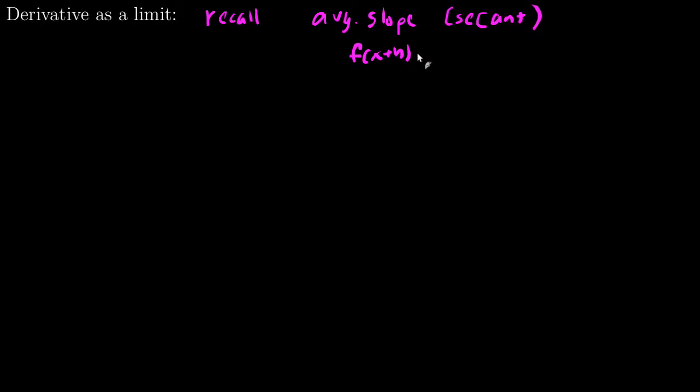In this video, we're going to finally see how to calculate a derivative for pretty much any function. The idea here is we're going to use the derivative as a limit. If we recall, if I want the average slope, or the secant slope, the slope of a secant line, you can just use the difference quotient. So f of x plus h minus f of x all over h.